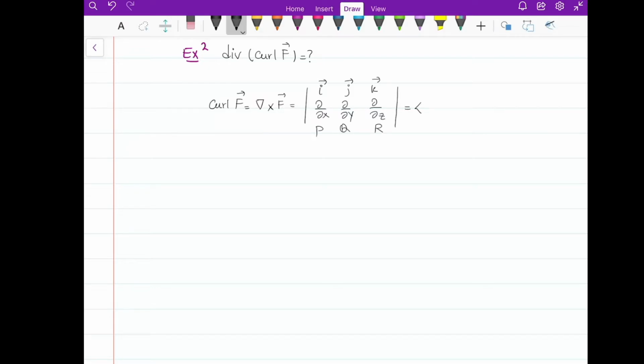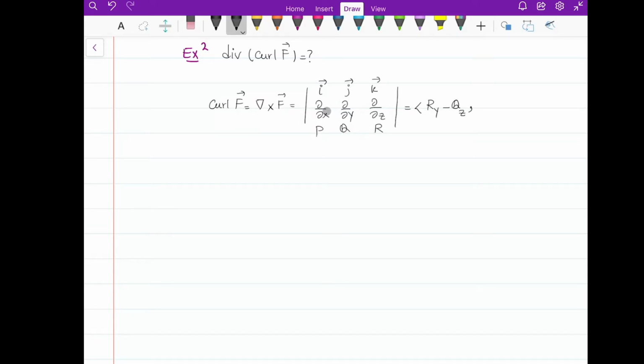So curl is a vector. It's just because it's a cross product. Cross product of two vectors is a vector. The first coordinate would be r with respect to y minus q with respect to z. The second coordinate, I'm going to remove the row and column containing j.